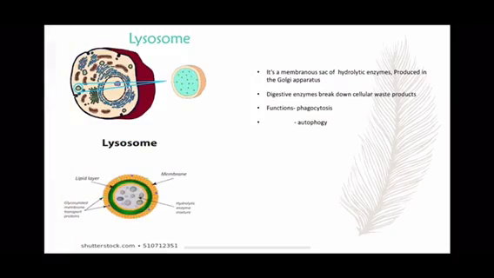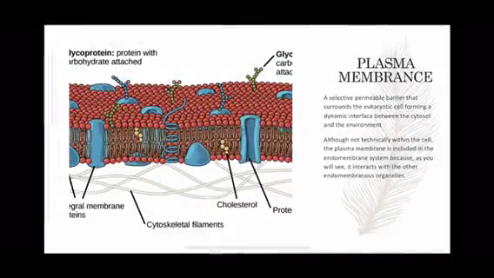Lysosomes are the primary components of intracellular digestion. They're membranous sacs of hydrolytic enzymes which are produced in the Golgi apparatus. Their main functions are phagocytosis, in which the cell engulfs microorganisms, and autophagy, which is the cell recycling its own organic material.